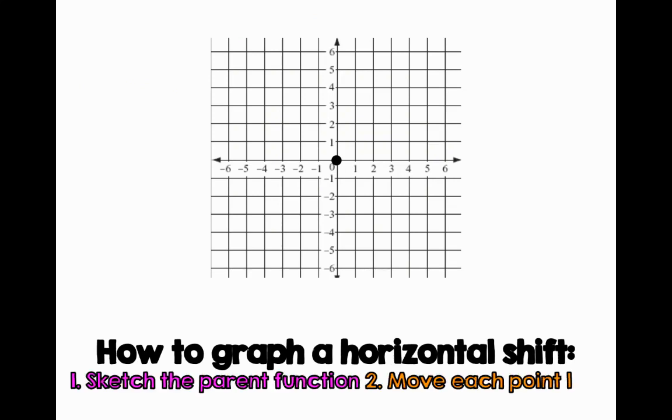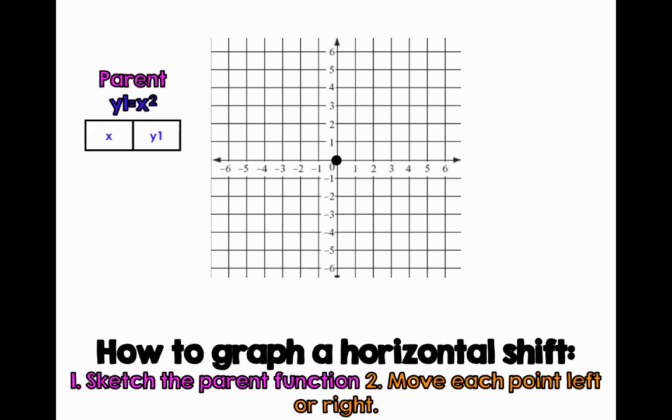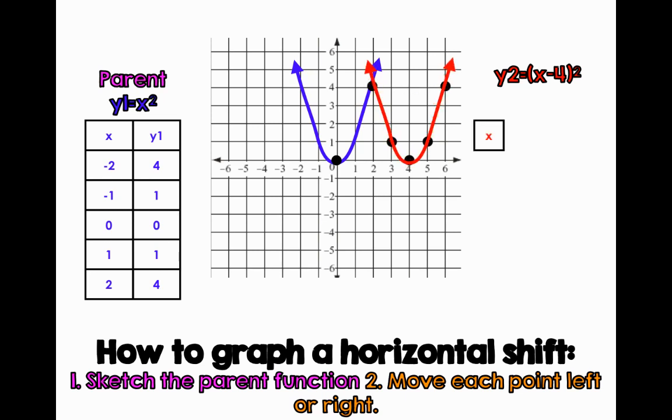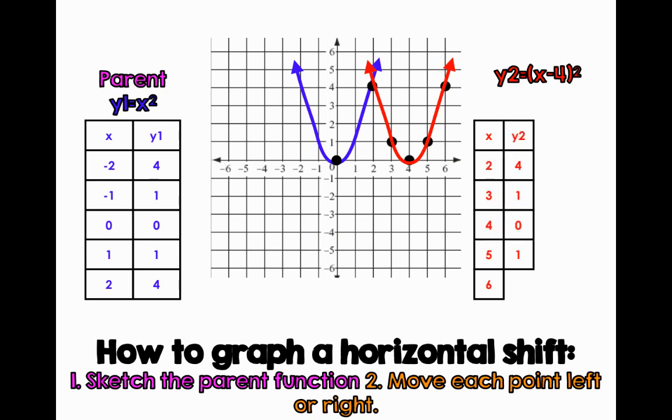So how do we graph a horizontal shift? We'll start with your parent function, your base function, and move each point left or right. If we have our parent function here, that's approximately what our graph is going to look like. If I'm going to apply a horizontal translation of 4, I'm going to move each point 4 to the right. Literally slide them on over, leaving me that. So now my x values have moved 4 to the right, and I have the same y values. I didn't move up or down at all. Only the x values changed.